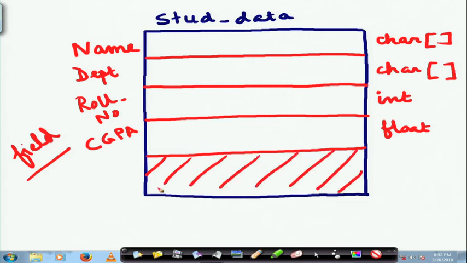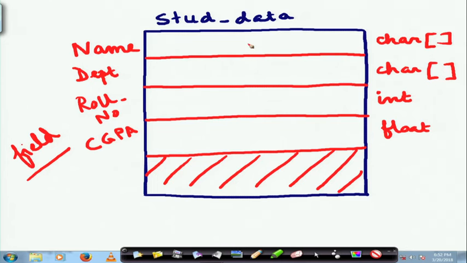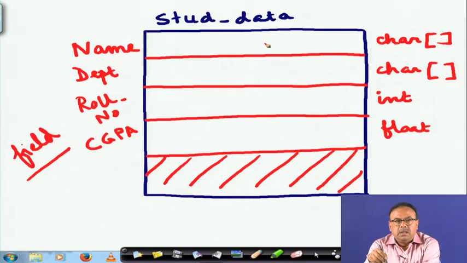So, we call this entire box a structure. What is contained in this structure? There are four fields that define the structure: name, department, roll number, and CGPA. These four fields are defining a structure. Now, C allows us to define structures of this type, and we will learn how we can define such things.